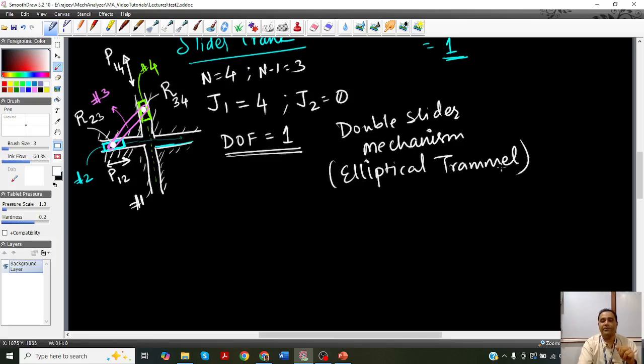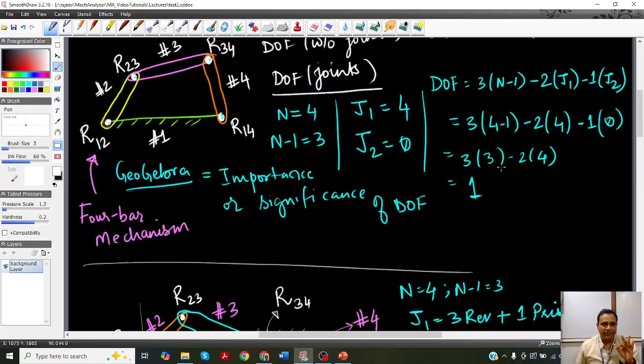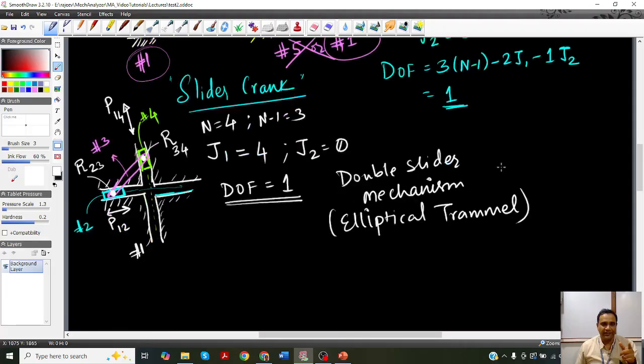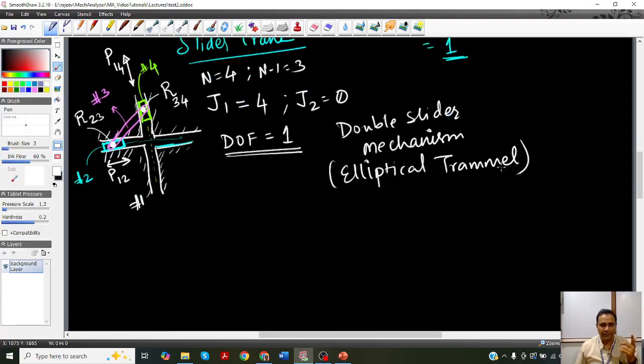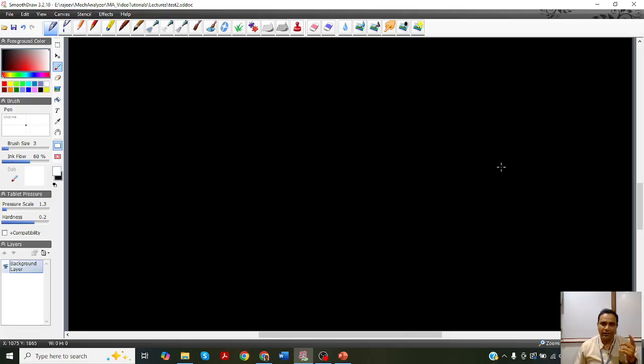So in one of the later videos, I'll be covering different inversions of a mechanism. I'll explain what inversions is later. Okay, so we have covered 3 standard mechanisms: 4-bar mechanism, slider crank mechanism, and double slider mechanism. Now I'll be trying to take up some more standard mechanisms. Okay, so before that, let me now start drawing in the skeleton method.